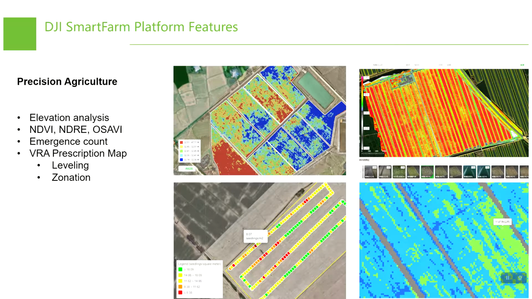Last but not least, the variable rate application prescription map. This tool has two modes, the leveling and the zonation. The leveling tool redistributes the application rate throughout the field within a defined range, either to boost the rate for areas with lower vegetation index value, or on the opposite, to decrease the rate. And the zonation tool divides the field into zones based on NDVI values and allows users to specify the application rate for each zone.